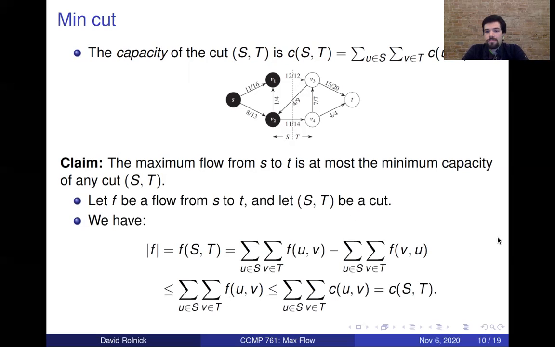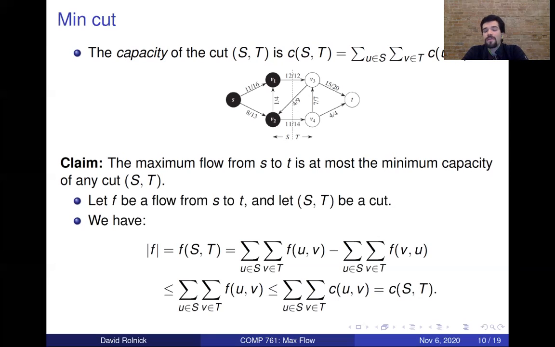Now that is less than or equal to the sum of the capacities of those edges, because you can have at most as much flow along any edge as the capacity. And that's just the value of the cut, or the capacity of the cut. So we have that for any flow and any cut, the value of the flow is less than or equal to the capacity of the cut. So in particular, the maximum flow is less than or equal to the minimum cut.